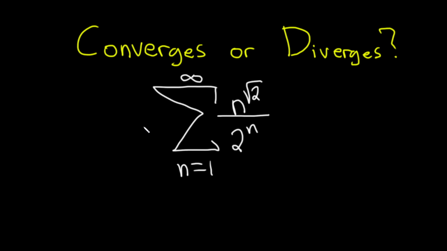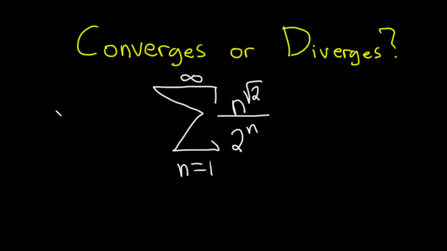Hi, in this video, we're going to do an interesting math problem. We have an infinite sum, and we're tasked with the following question. Does it converge or does it diverge? So the sum runs from 1 to infinity, and each term is a fraction: n to the square root of 2 divided by 2 to the n.